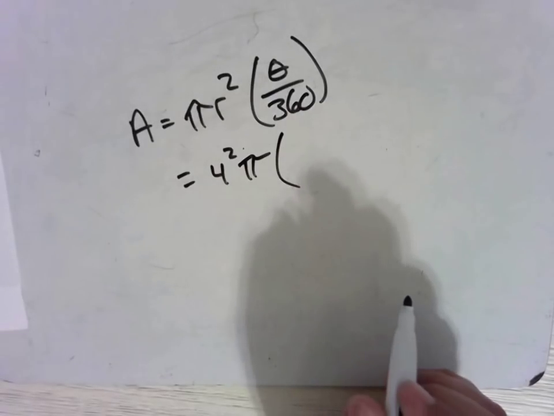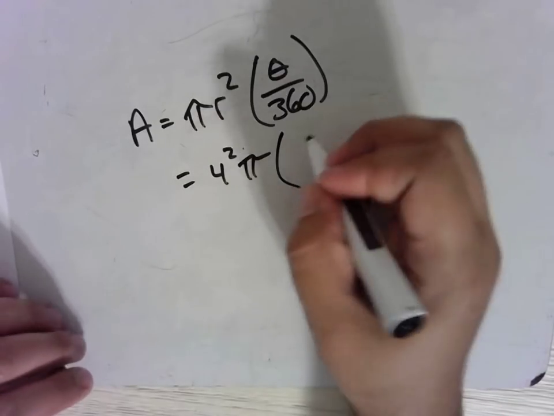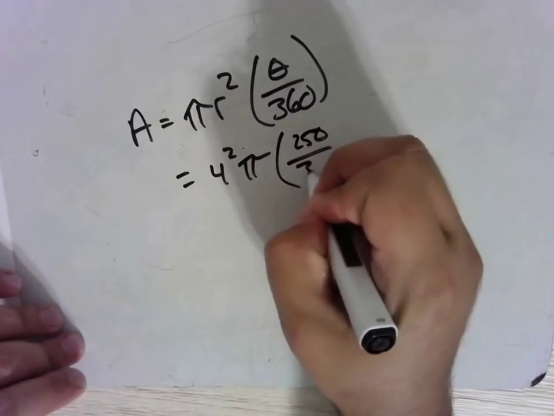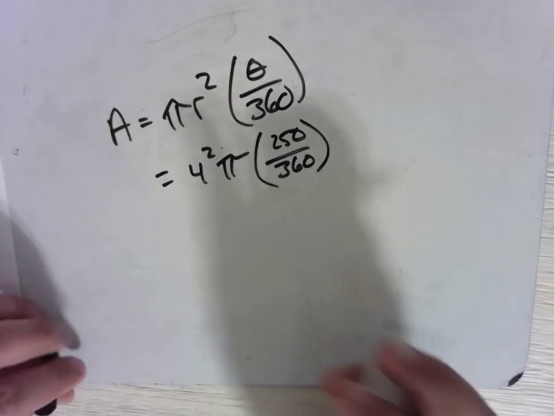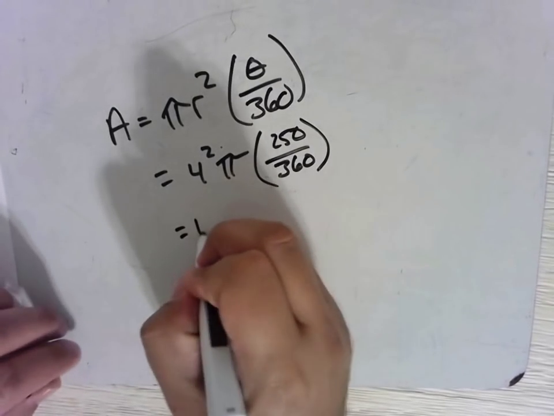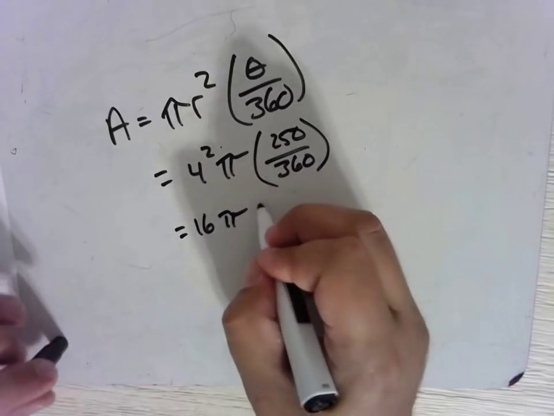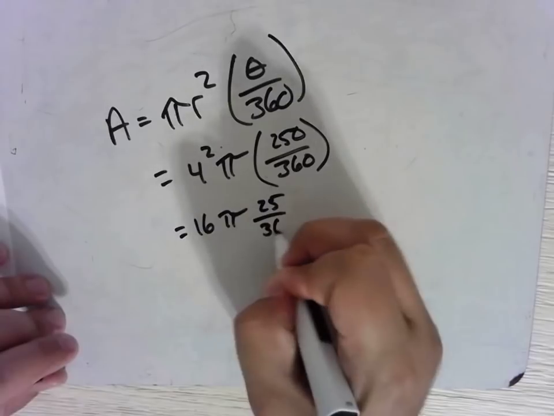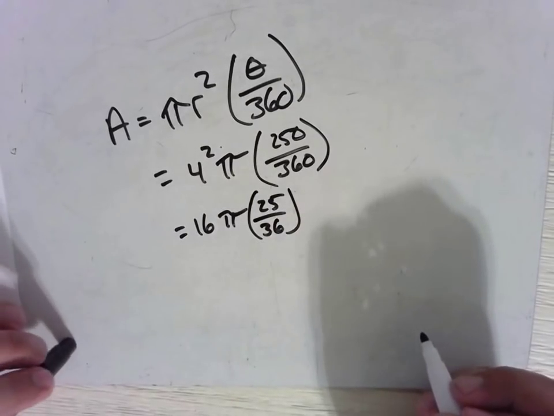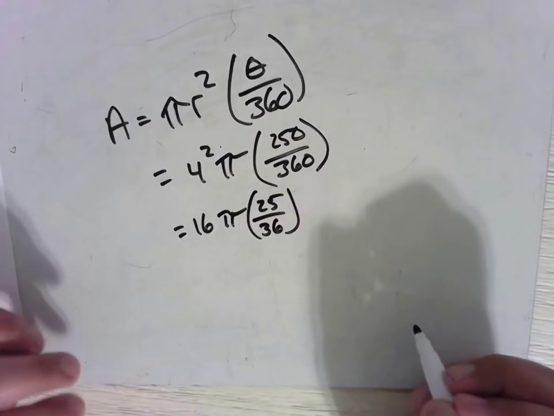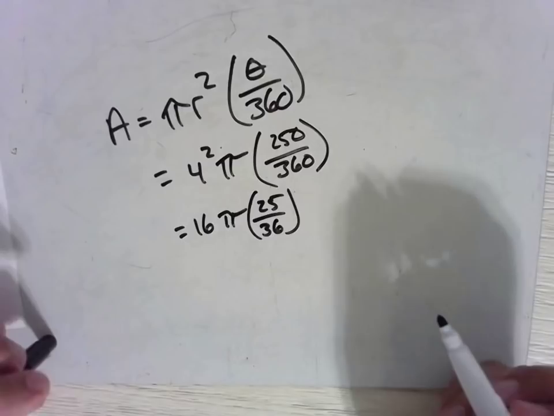It says the fan oscillates 250 degrees. So 250 over 360. Again, I like to simplify my fraction. 4 squared is 16 pi. I can simplify this by 10, so it becomes 25 over 36. No other numbers simplify into there.